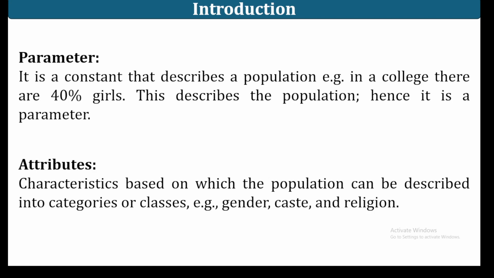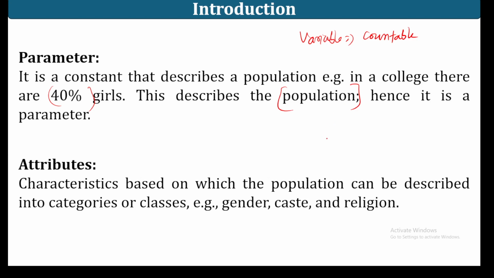And for the parameter, again we have two terms, variable and attribute. Variable, usually we say, is countable. An attribute can't be counted, but we give it into some categories or classes. And a parameter describes a population, for example 40% of the girls. Hence it is a parameter, it describes the population, or anything that describes the variable. So that we call the parameter.